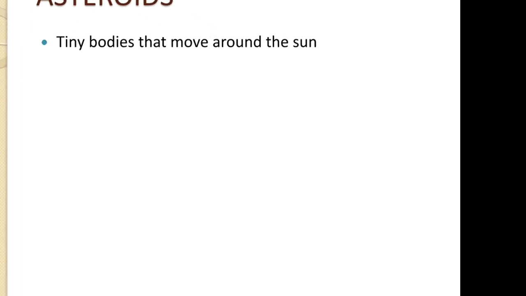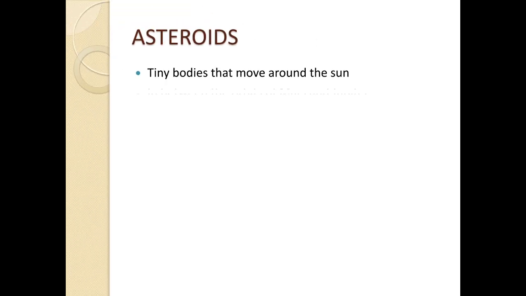Next, we can study about asteroids. Asteroids are tiny bodies that move around the sun. Like the planets, these bodies also move around the sun. And these asteroids are present in between the orbits of Mars and Jupiter.